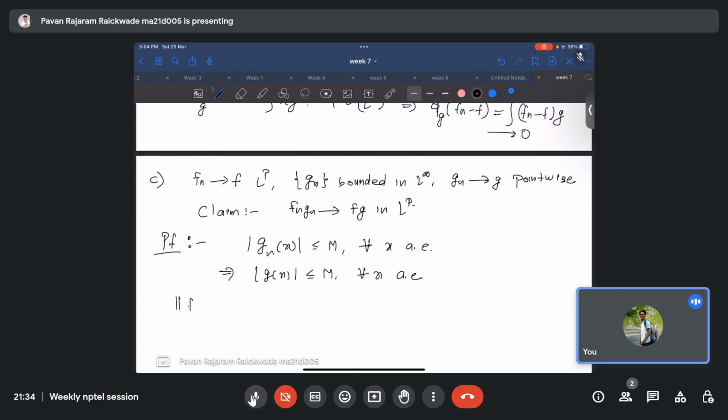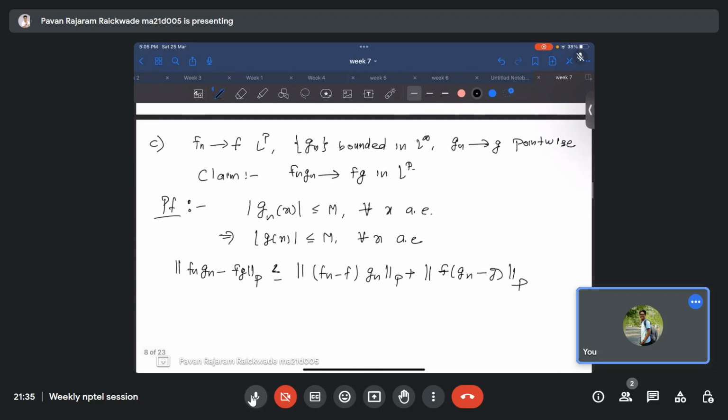Now consider what is the p norm of fn gn minus fg. Again, adding and subtracting, maybe f gn. So what we get is the norm of (fn minus f) gn in the p norm, plus the norm of f times (gn minus g). Yes, fgn here and fgn there, it subtracts correctly to give fg. So we consider these two terms separately.